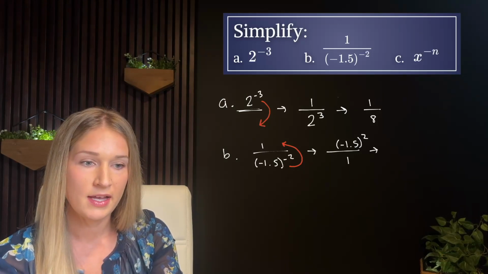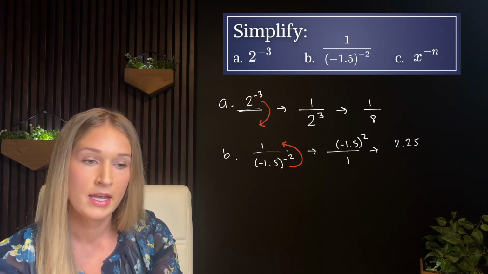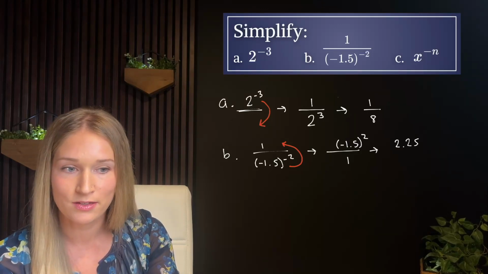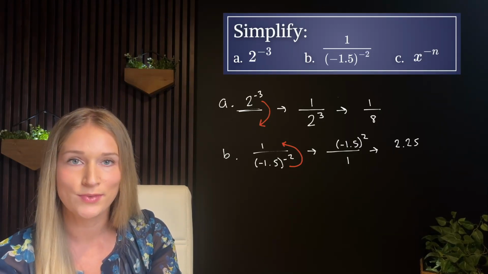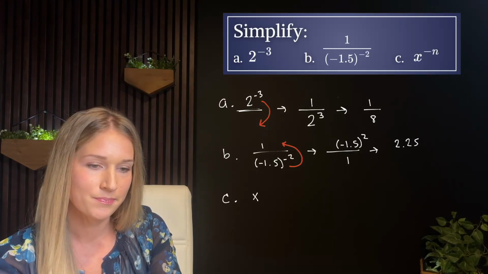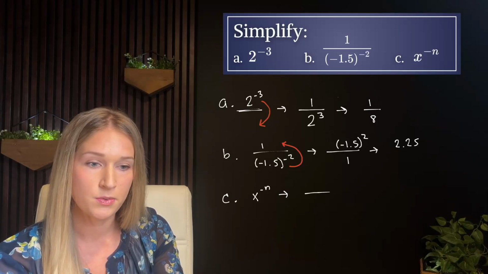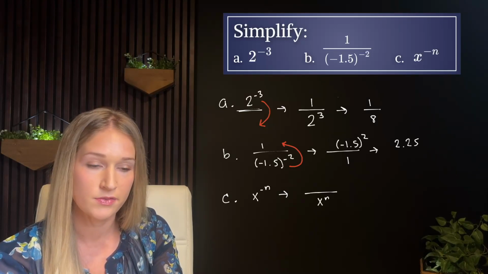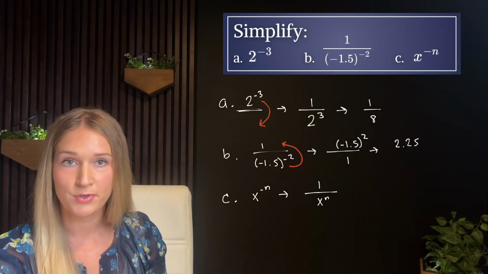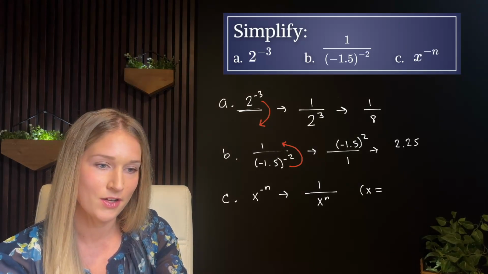Now I can simplify. Negative 1.5 squared is going to give me 2.25, and I could write over 1, but since it's in the numerator, we don't have to write that over 1. That's already assumed, so I'll just leave it positive 2.25. So my more general form is that if I have a negative exponent, that's going to move to the opposite side of the fraction. But again, because we're talking about making it a reciprocal or dropping it to the denominator, I need to make sure that my x is not 0.